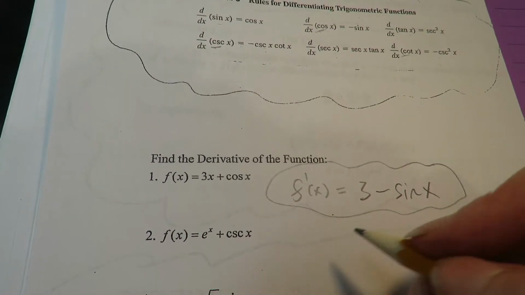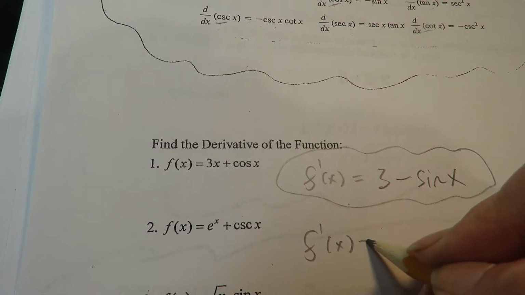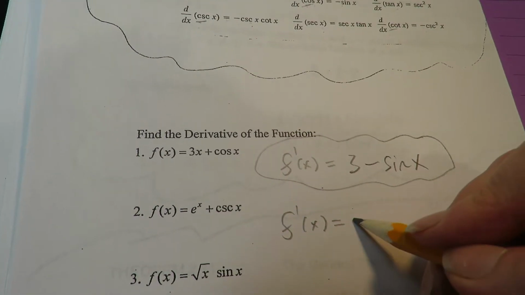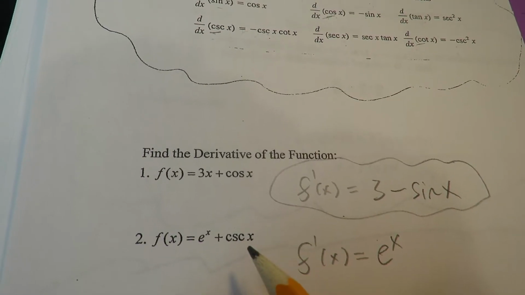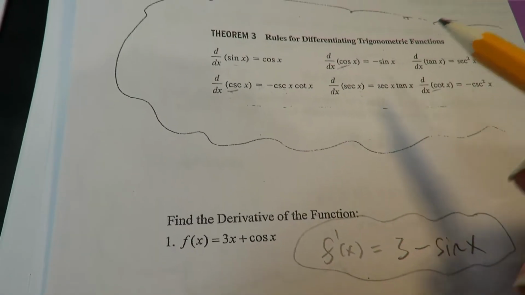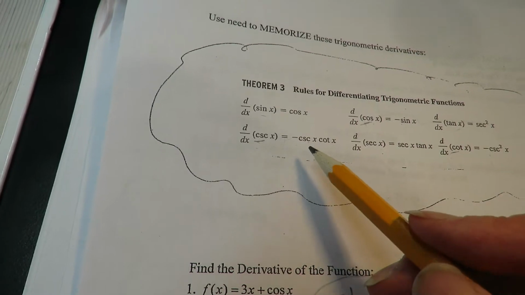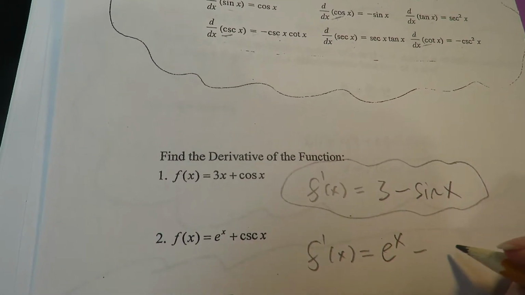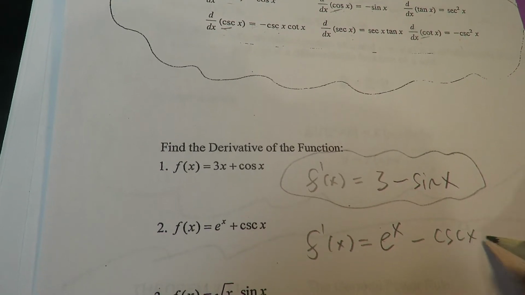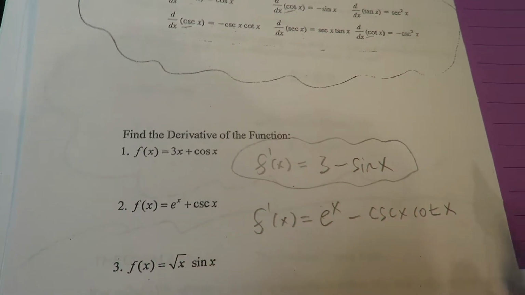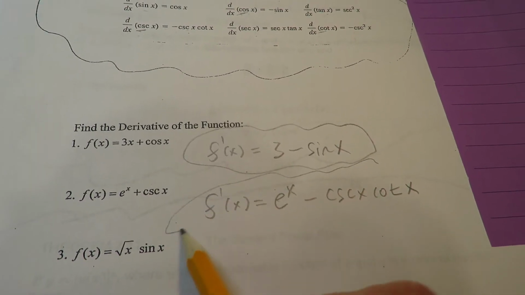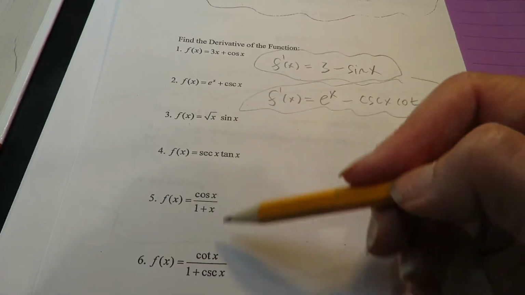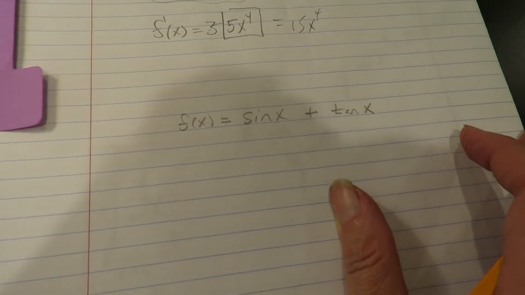Okay, if we try this one. If you recall, the derivative of e to the x is e to the x, very good. And the derivative of cosecant is negative cosecant cotangent. It's this guy right here. So again, even though there's a plus, you're going to have a negative afterwards, so it's going to make it negative. Negative cosecant x cotangent x. Okay, and that's the derivative of this one. These other ones are too difficult. We haven't learned these rules yet. We'll get to that.